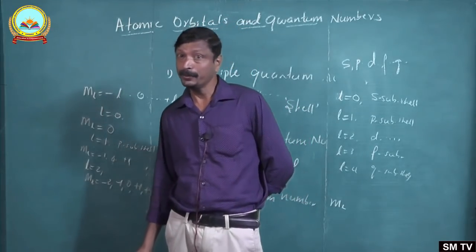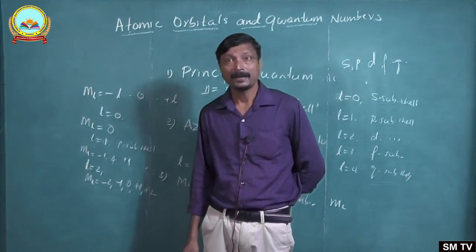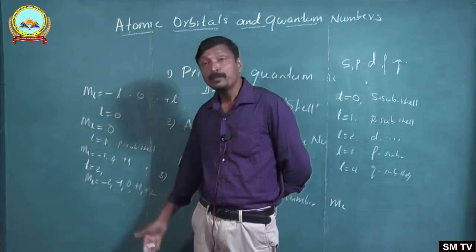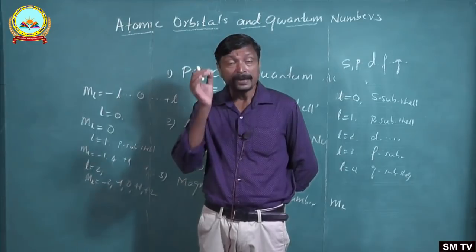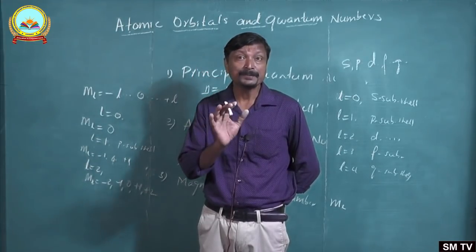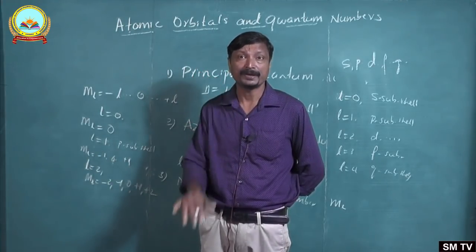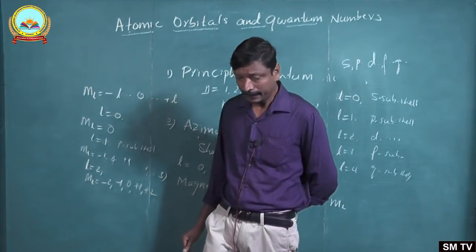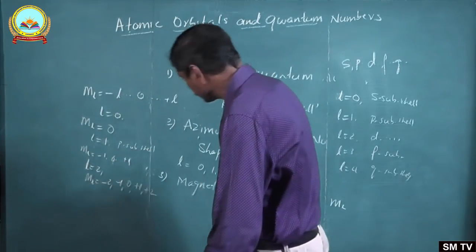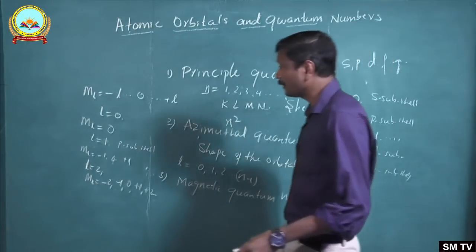L is equal to 2, it is a D subshell, it has a pi orientation. L is equal to 3, that is F subshell, that has a 7 orientation. Okay. After that, now I think it's the 3 quantum numbers.